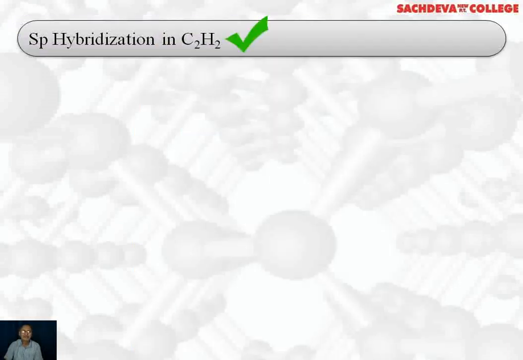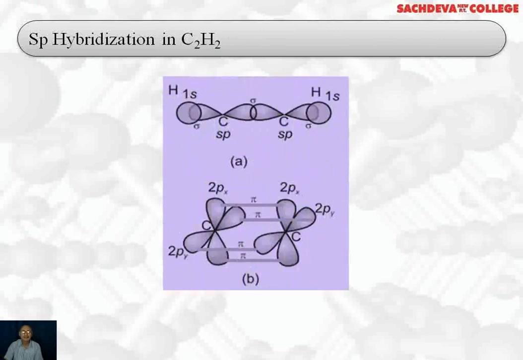Now we are taking sp hybridization in C2H2. In C2H2 there is a triple bond, that is a carbon-carbon triple bond, and each carbon is attached to a hydrogen atom. Whenever there is a triple bond, there is 1 sigma bond and 2 pi bonds. So in the first diagram we have shown the formation of the sigma bond. I had told you the sigma bond is formed by sp hybridized orbitals. So each carbon is sp hybridized and forms a sigma bond with the 1 electron of the 1s orbital of a hydrogen atom.